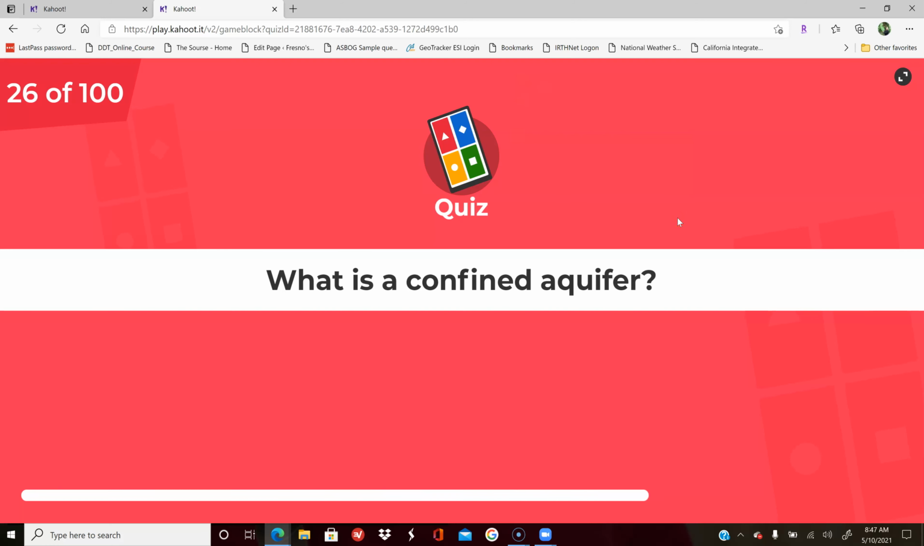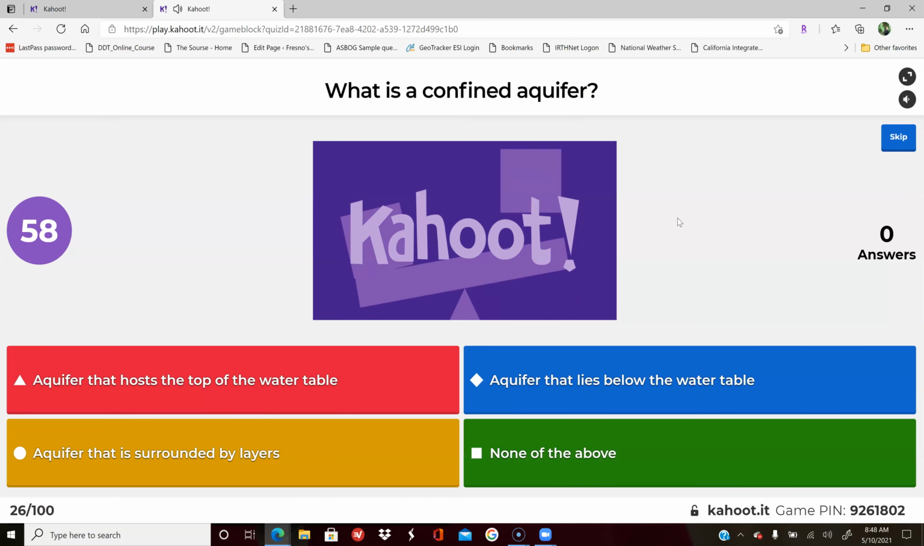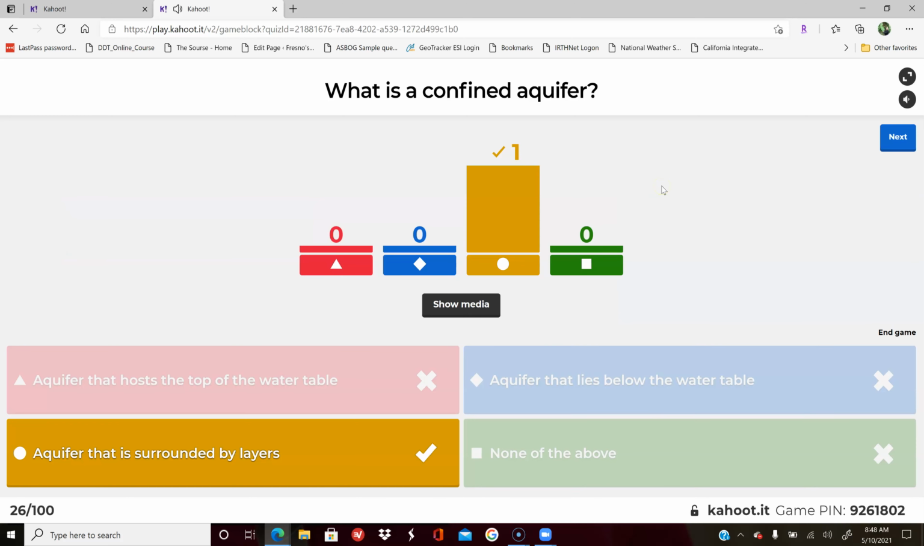What is a confined aquifer? An aquifer that hosts the top of the water table, an aquifer that lies below the water table, none of the above, or an aquifer that is surrounded by layers. It will be an aquifer that is surrounded by layers, hence the term confined. It is confined by layers.